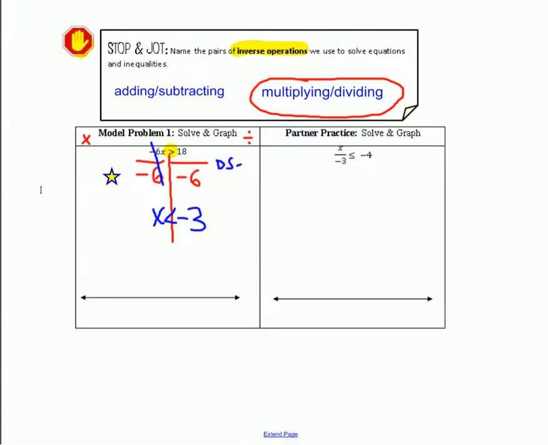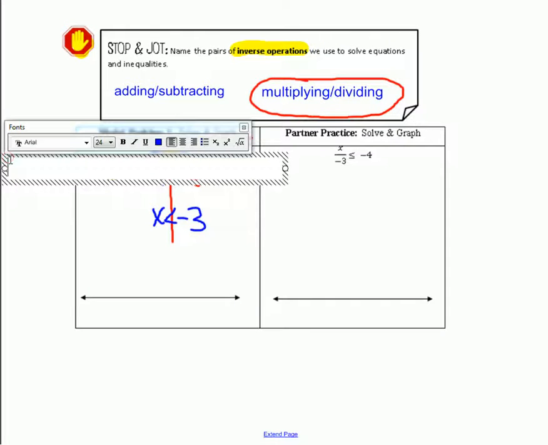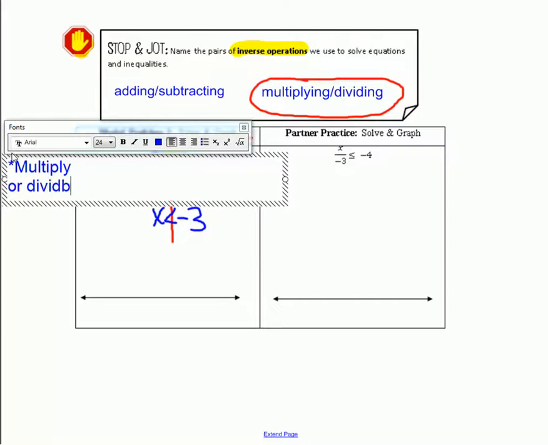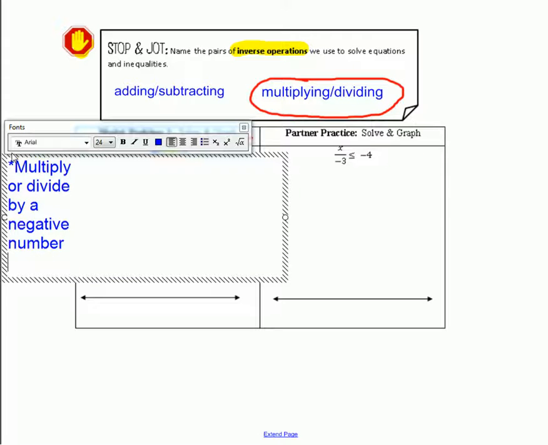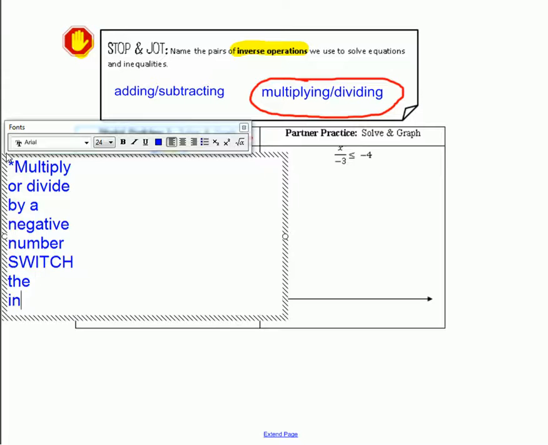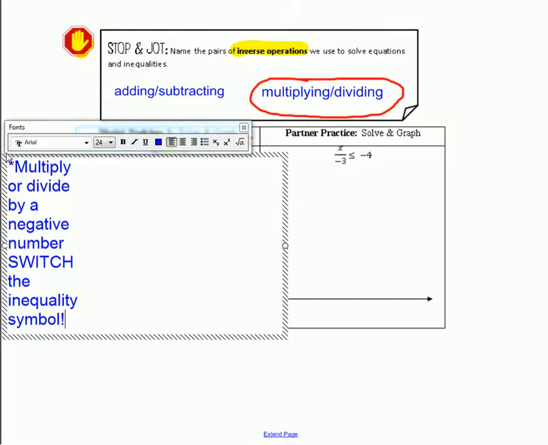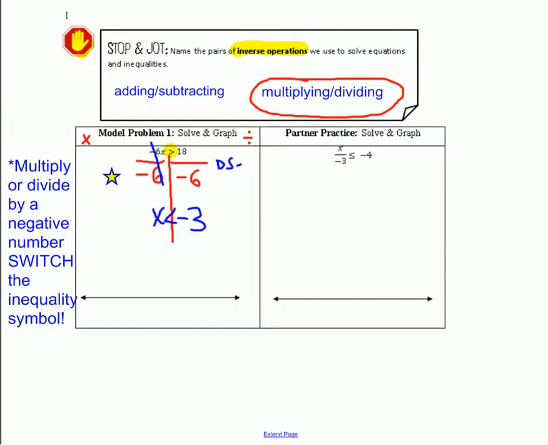If you have room on this side, write the notes. If not, on the right side. If not, next to the stop and jot, wherever you can find some space. If the bottom here is actual space, and not just made up by Smartboard, then let me know. Just write it down there. So when you multiply or divide by a negative number, you need to switch the inequality symbol.